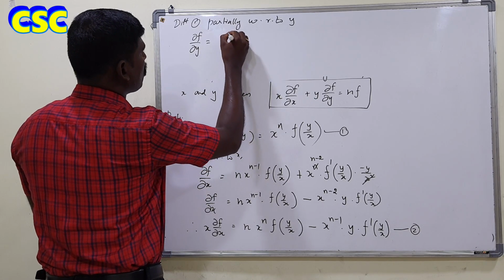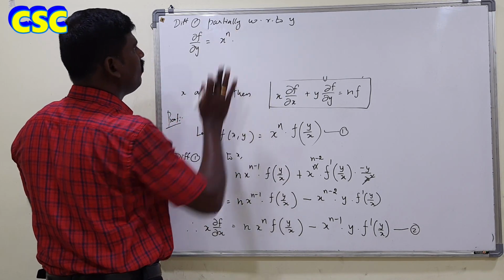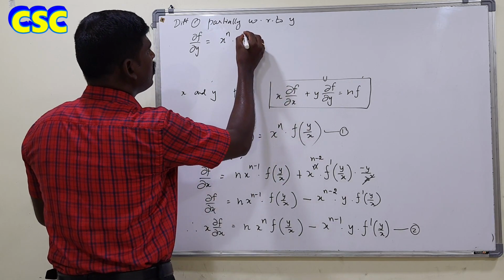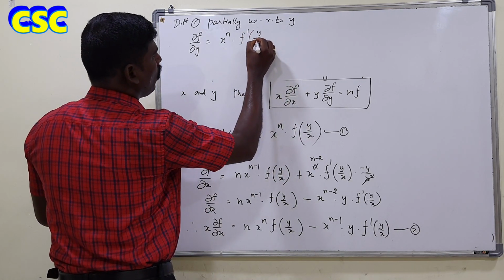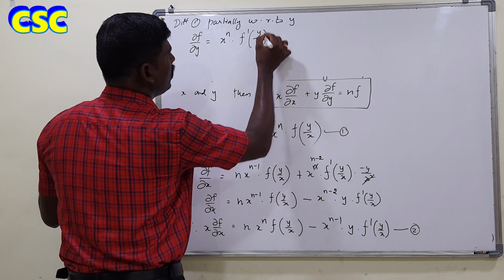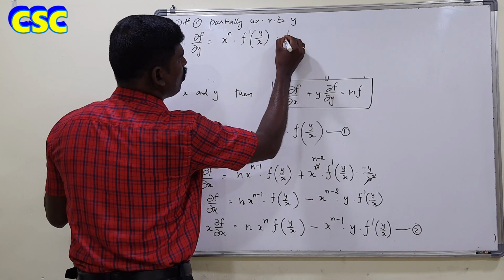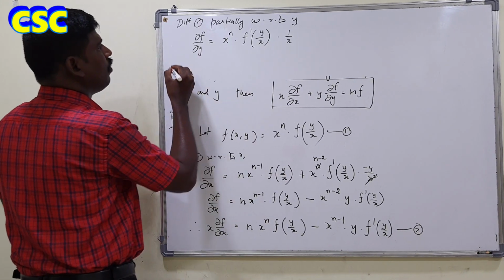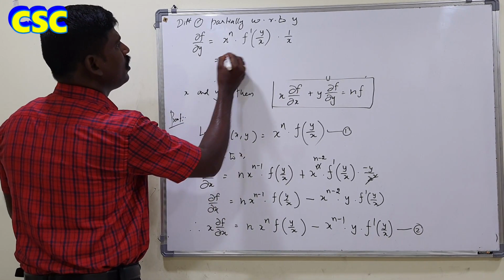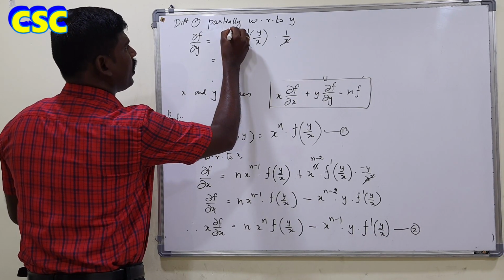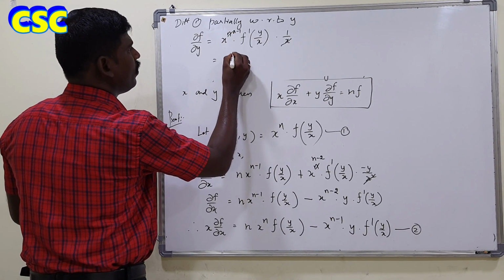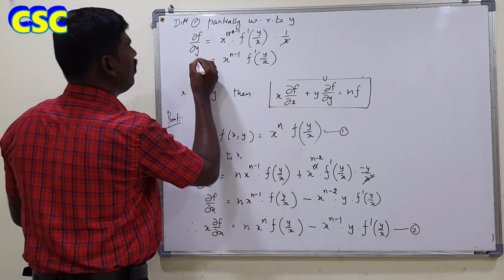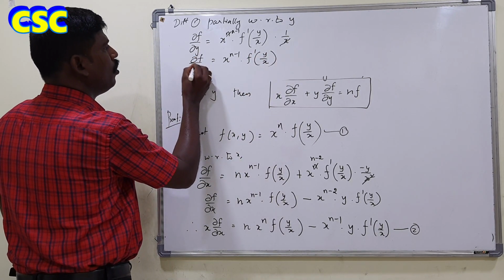So x power n as constant. It is in product, so it will never be 0, right? So x power n into, what is the derivative of y by x? f dash of y by x into, what is the derivative of y by x? y becomes 1, so 1 by x. Okay, that's all. We can cancel this x with this power n, so n minus 1. So x to the power n minus 1 into f dash of y by x is the value of dou f by dou y, right?